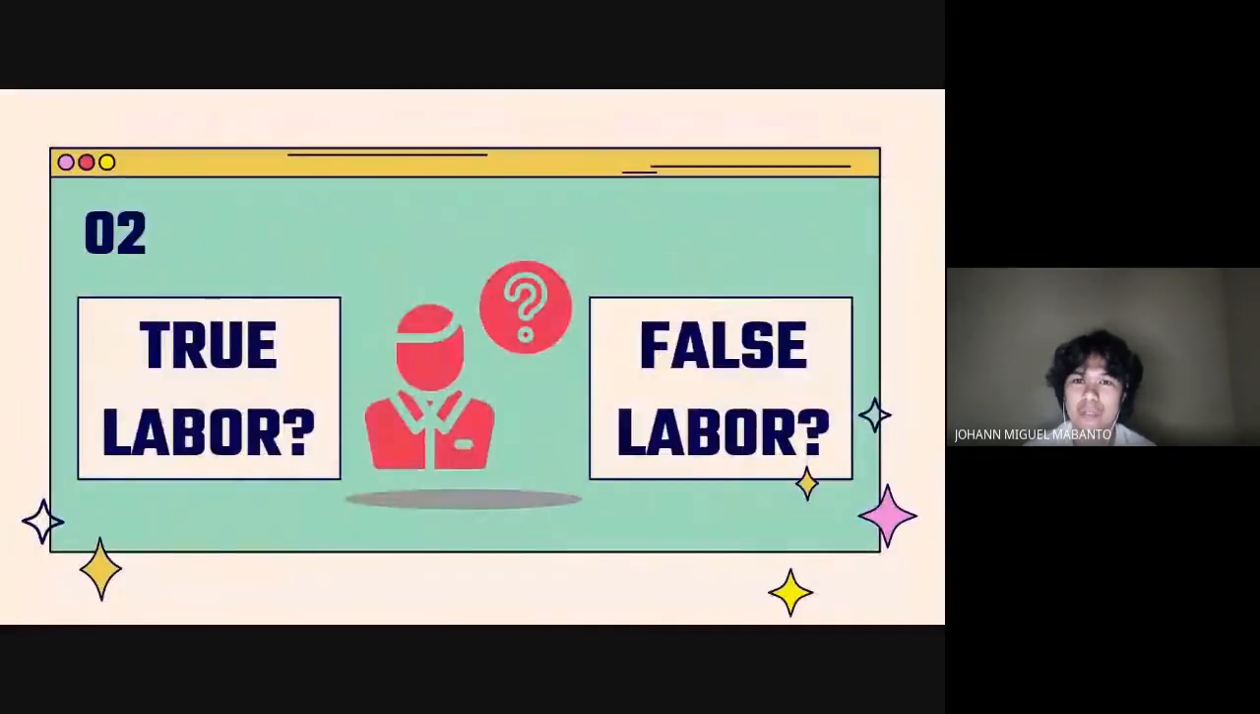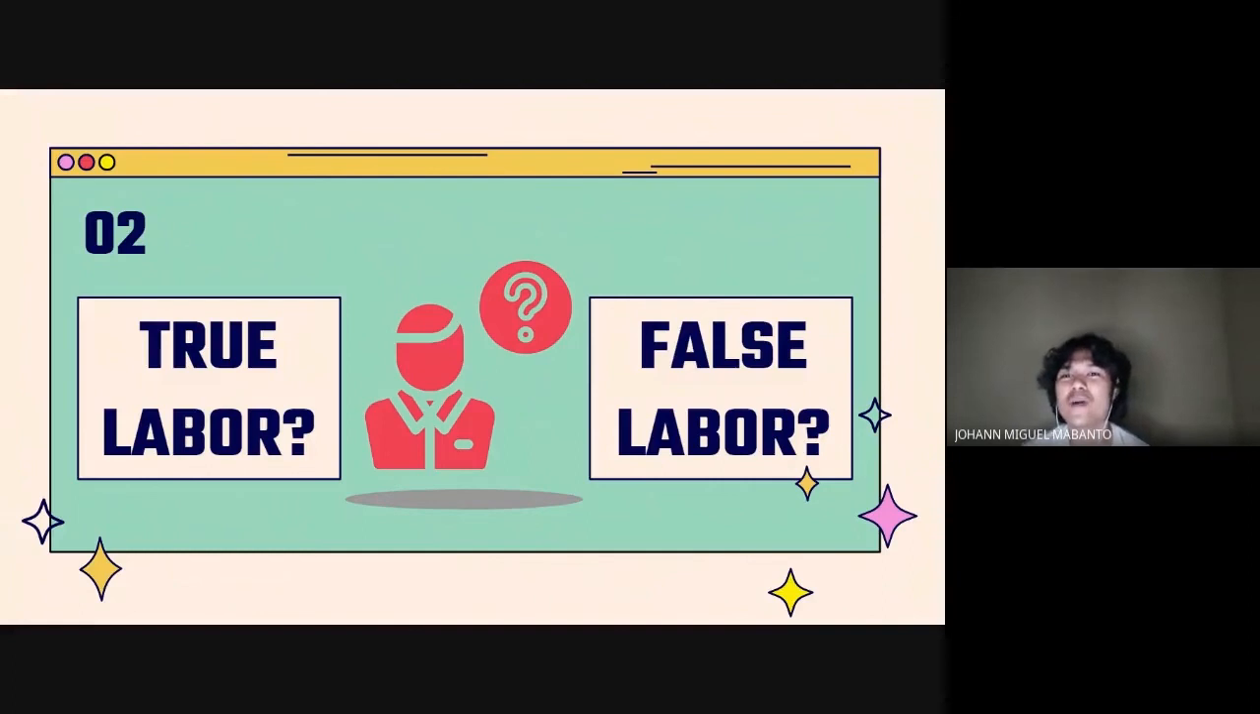So, to begin, we have true labor versus false labor. So it is very common for pregnant women to think that they are experiencing the real thing, only to go to the hospital or call their midwife and be told that it was a false alarm or false labor. So you may be asking yourself, what is false labor? How will I know if I'm experiencing false labor?